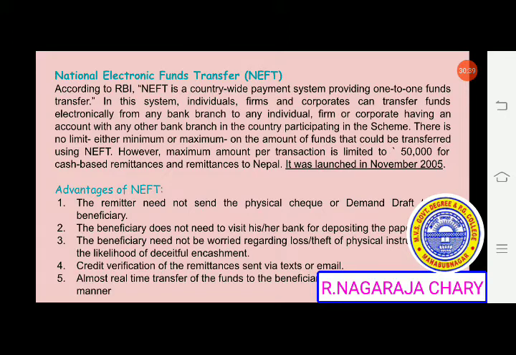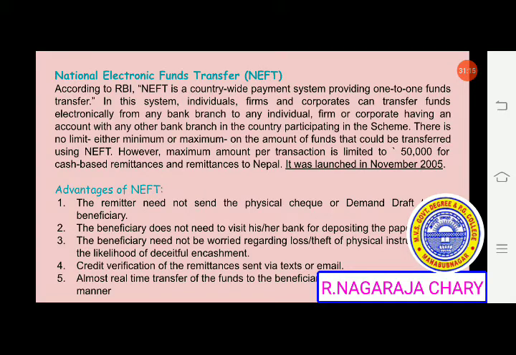There is no limit, either minimum or maximum, on the amount of funds that could be transferred using NEFT. However, the maximum amount per transaction is limited to 50,000 for cash based remittances and remittances to Nepal. It was launched in November 2005. So this is NEFT. It is a nationwide electronic fund transfer.